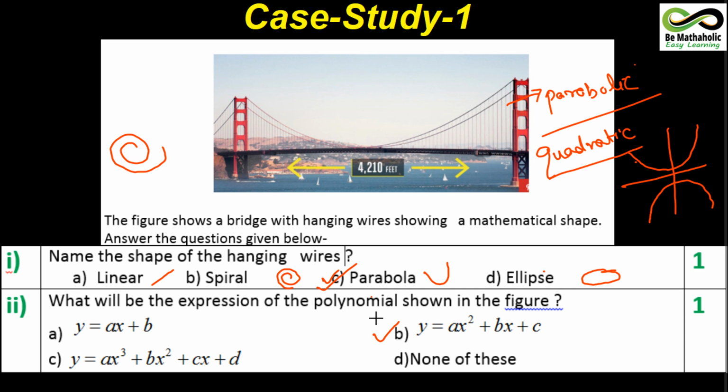What will be the expression of the polynomial shown in the figure? Now, as I told you, the parabolic shape is formed only when we have a quadratic polynomial, and the general form of a quadratic polynomial is given by ax square plus bx plus c. So this is the correct answer. Here also you can see ax cube plus bx square plus cx plus d is showing the cubic polynomial, so this will be ruled out. This will also be ruled out because it is a linear expression, which will form a straight line. This is the valid option over here.